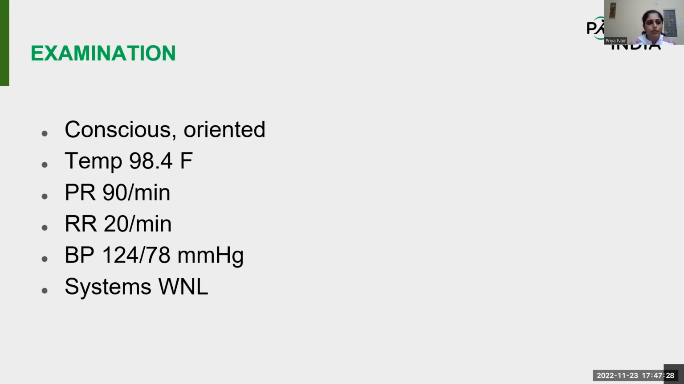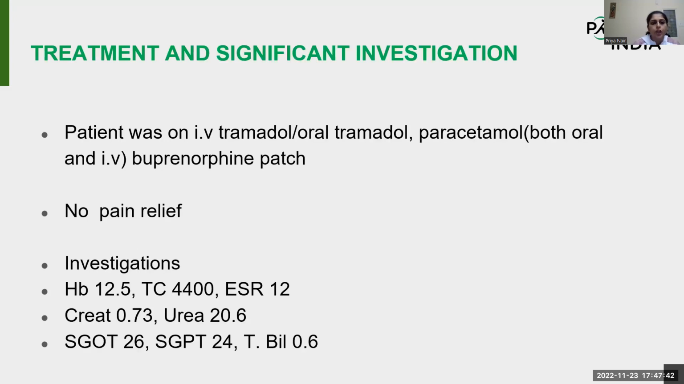On examination, patient was conscious, oriented. Temperature was normal, pulse rate was 90, respiratory rate was 20, blood pressure was normal, and systemic examination was unremarkable. On evaluation, patient was previously on intravenous tramadol and oral tramadol tablets, and was also taking paracetamol, both oral and intravenous form. And he had been tried on buprenorphine patches, but patient had no pain relief. Investigations were found to be within normal limits, and LFT was also normal.